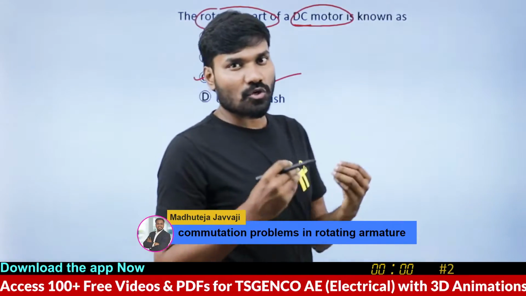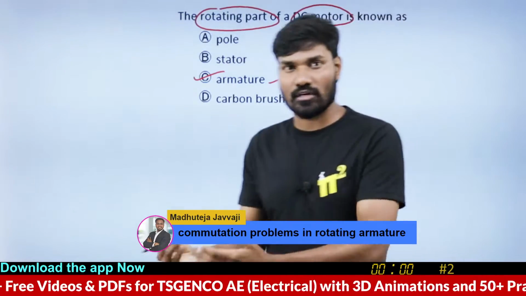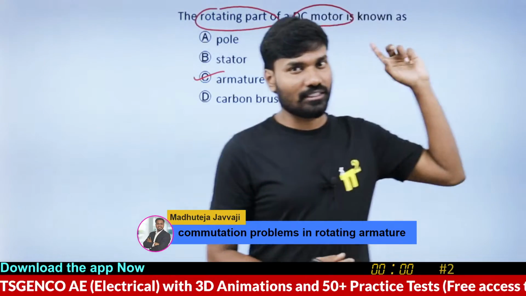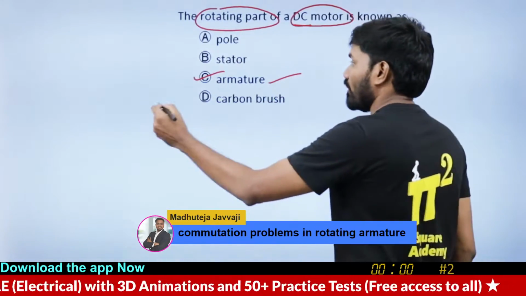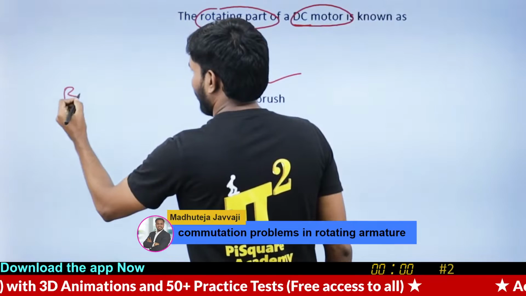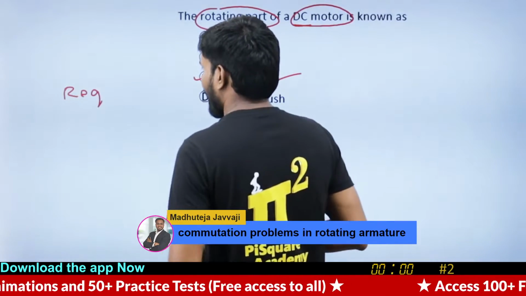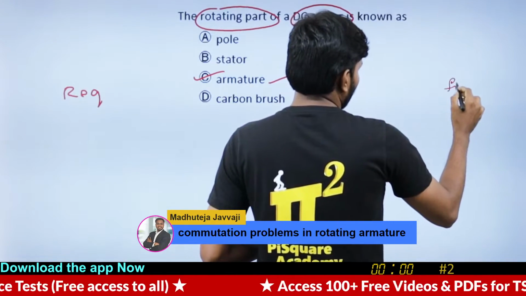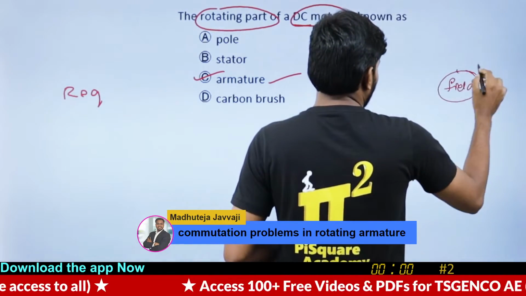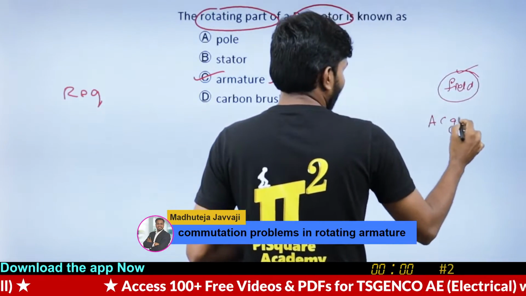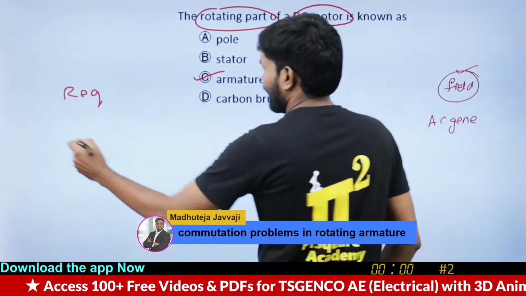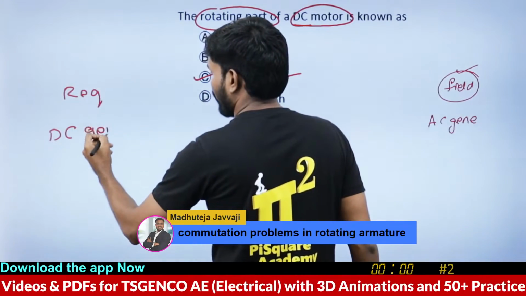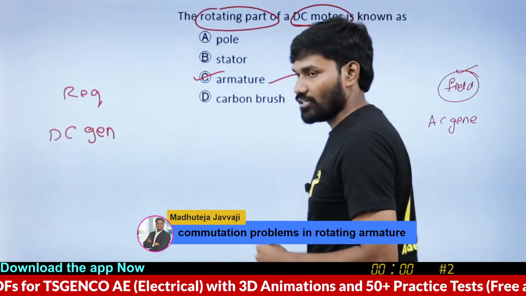If the commutation problem is not there, if the commutation requirement is not there, it's not a problem. Commutation is a requirement for me in case of a DC machine. If that requirement is not there, then I can rotate field. That's what happens in case of AC generator. In case of DC generator, what's the difference? In case of DC generator, we want commutation to happen. That's why armature is rotating.